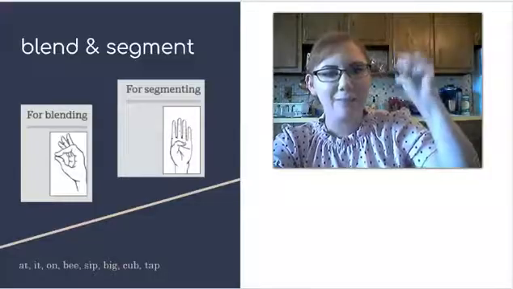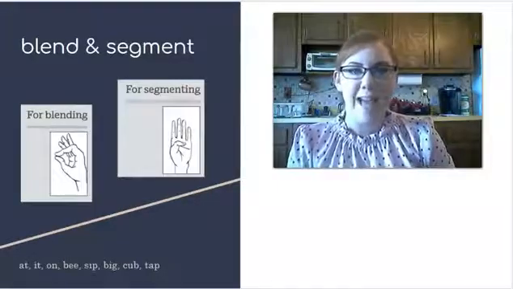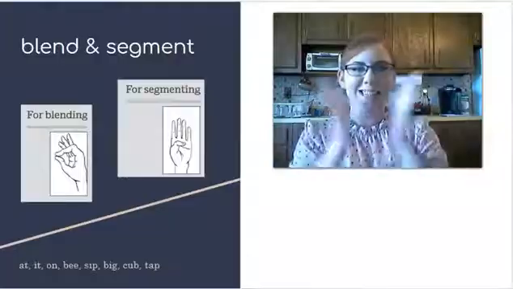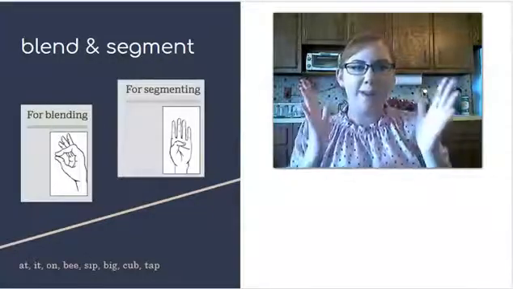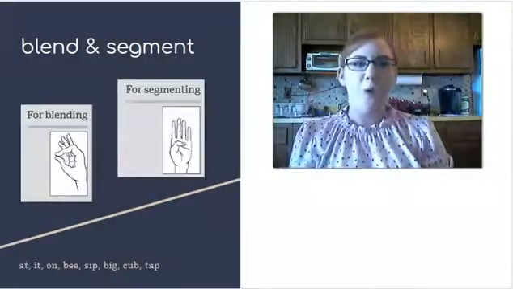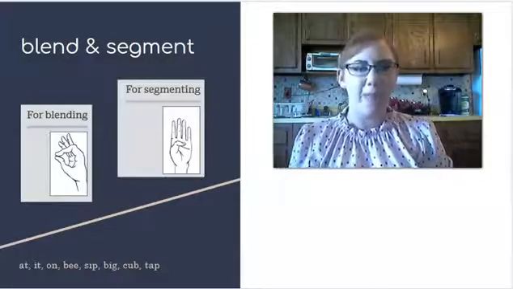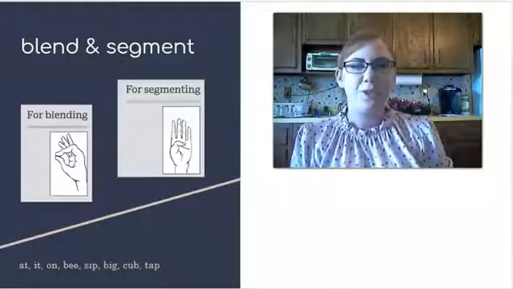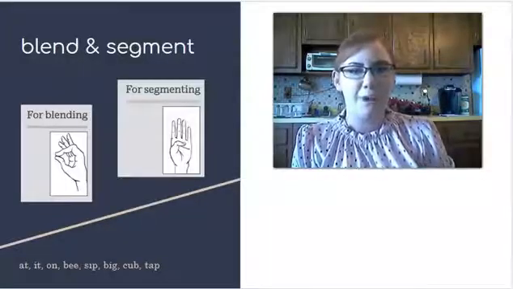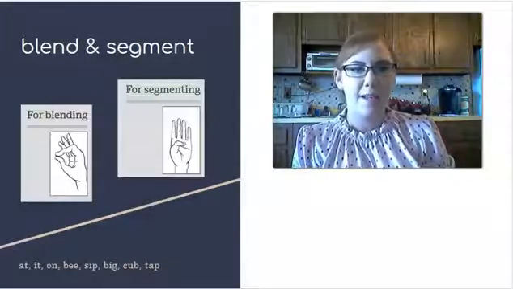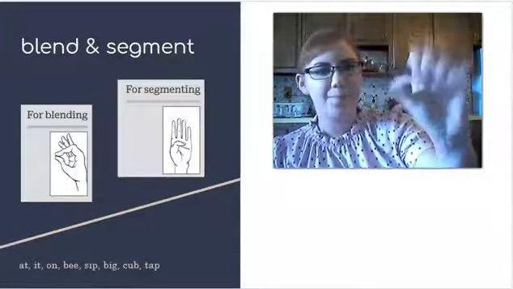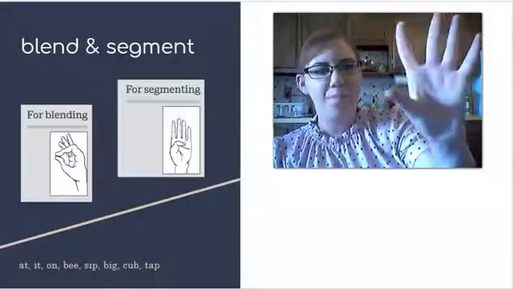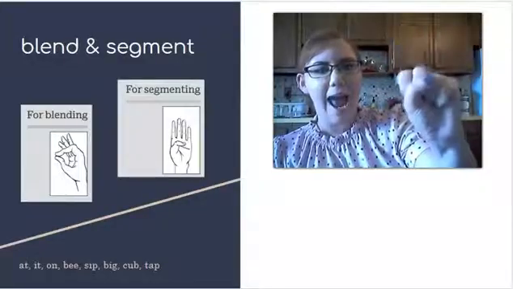Get your fingers ready. In order to blend a word, we're going to be putting the sounds together to find out what the word is. To segment it, we're taking it back apart to find the sounds. Watch carefully. I'll do an example, and then you can do it with me. To blend, we're going to be tapping our fingers and saying the sounds, and then making a fist to say the word, just like this. At, at.